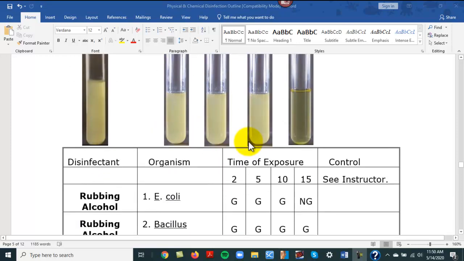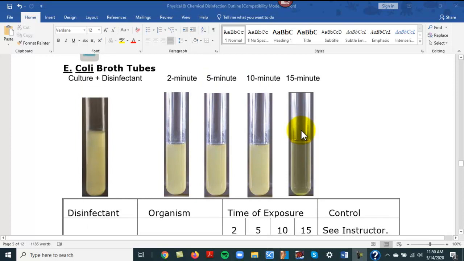These were the results. The 2, the 5, and the 10-minute tubes had growth, and the 15 often would not have growth. And that's pretty common for alcohol. Alcohol takes 15 minutes to start working, usually.